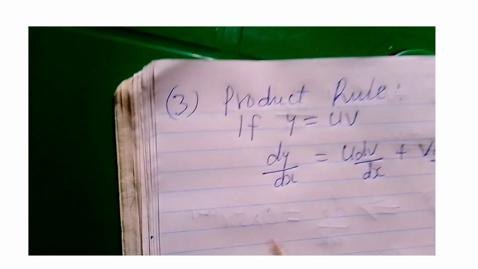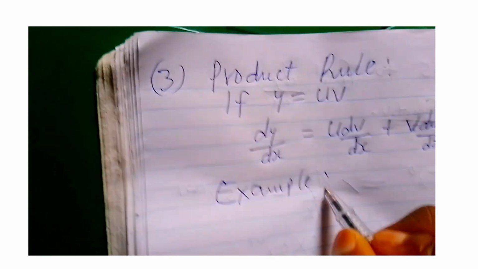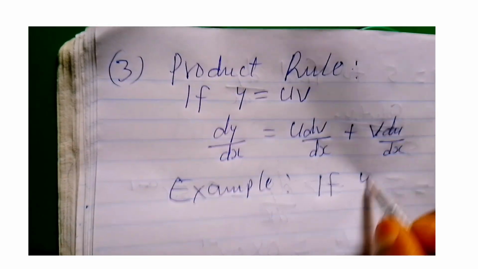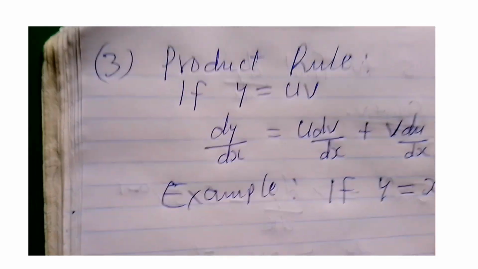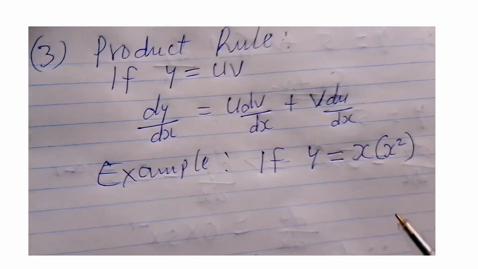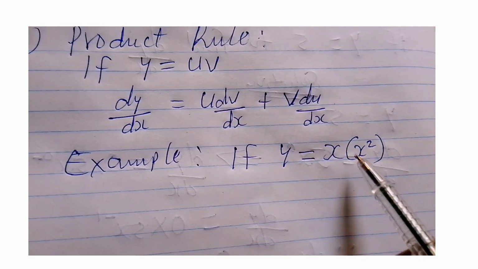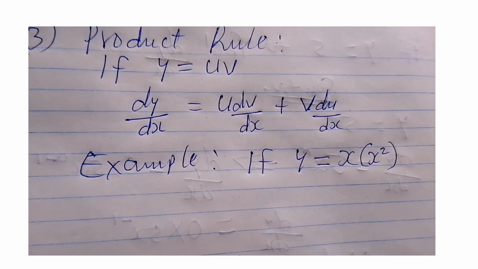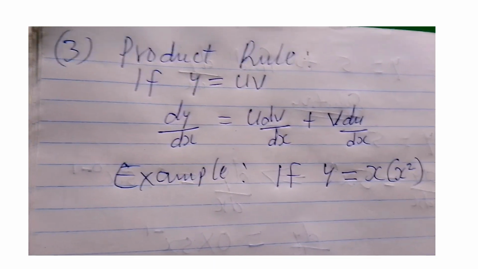Let's look at an example using the product rule. It says if y is equal to x times x squared. This is two functions. This is x, and this is x squared. You can use the product rule to solve this because two functions are being multiplied together.